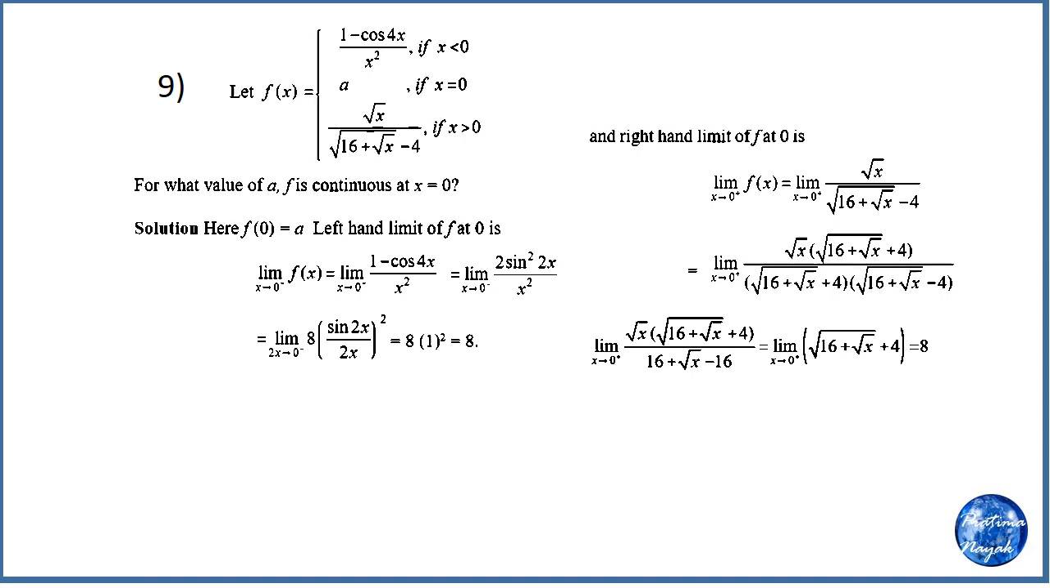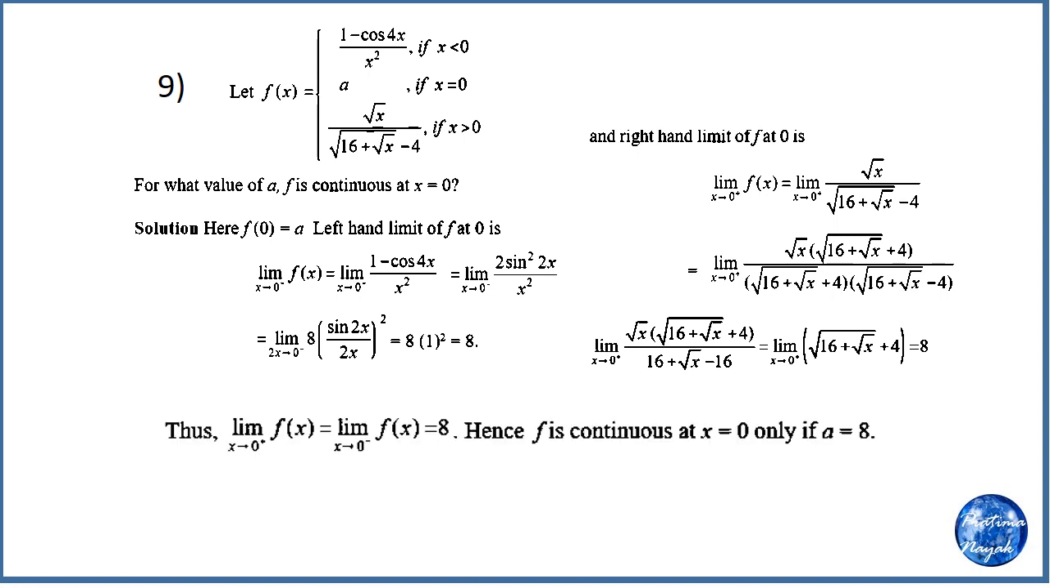So you are getting all three equal, and the value of a will be 8. So the limit as x tends to 0 plus of f(x) is 8. The limit as x tends to 0 minus is also 8. And when x is equal to 0, it is a. So a is equal to 8.